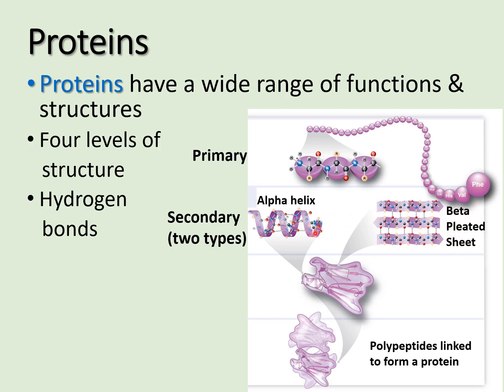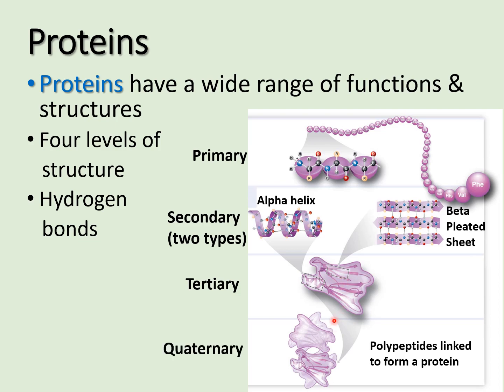And we can fold it either in a helical shape, meaning a spiral, or in a sheet, so a pleated sheet. So it kind of bends and folds like an accordion. Okay, so you either have this beta pleated sheet folding or this alpha helix folding and bending.